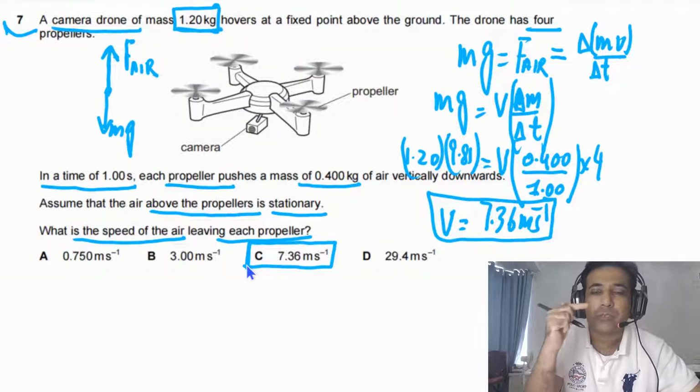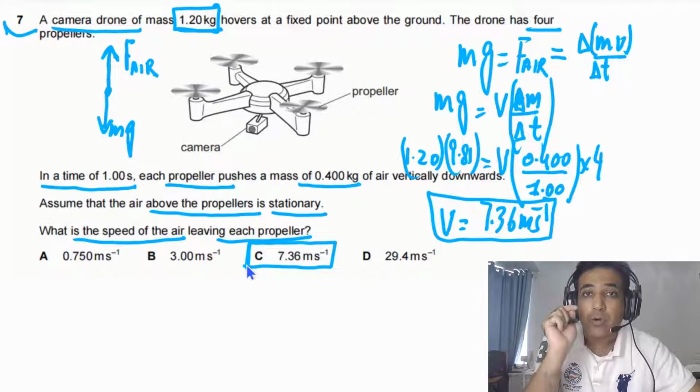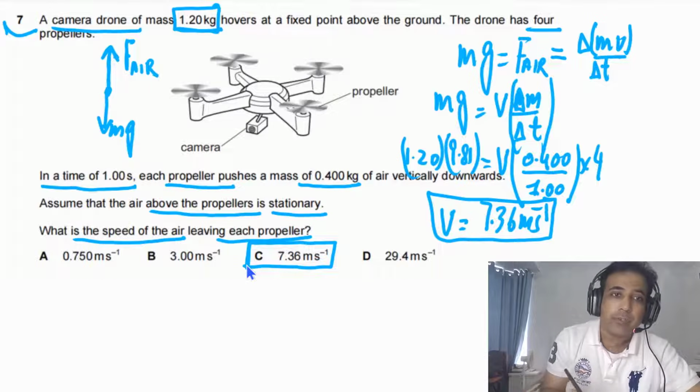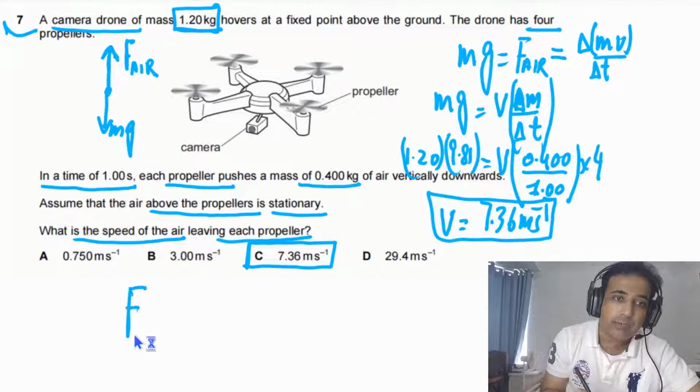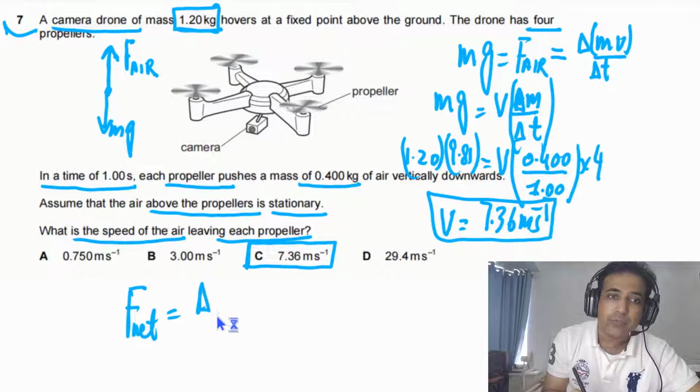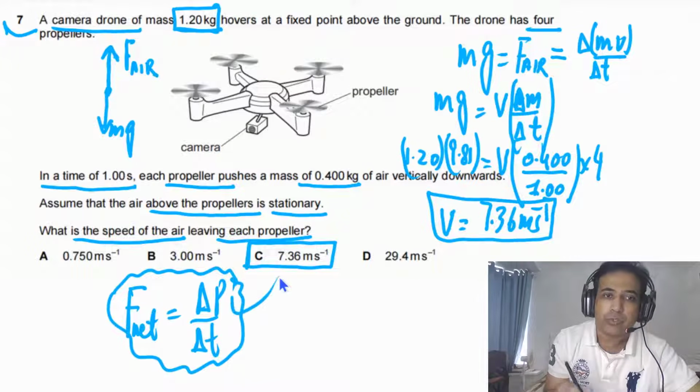This is a typical question. They will ask you this question in different ways in almost every paper. So you need to understand the resultant force. This is the F net. This is equal to rate of change of momentum. So very important one. Every year there will be one question about this equation.